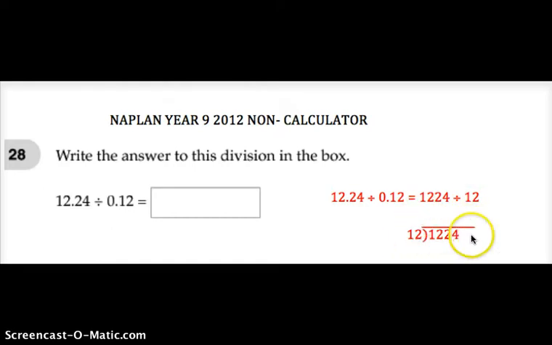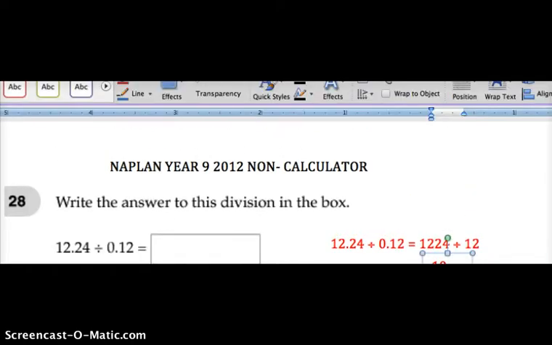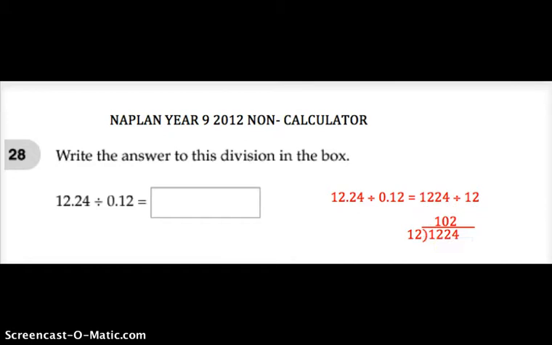So 12 into 1,224. Now 12 into 1 doesn't go. 12 into 12 goes once. Then we're doing 12 into this 2 here. That does not go. And so now we're doing 12 into 24. Sorry, I'll just fix that up. And as I was saying, 12 into 24 then goes twice. So our answer to this is 102.